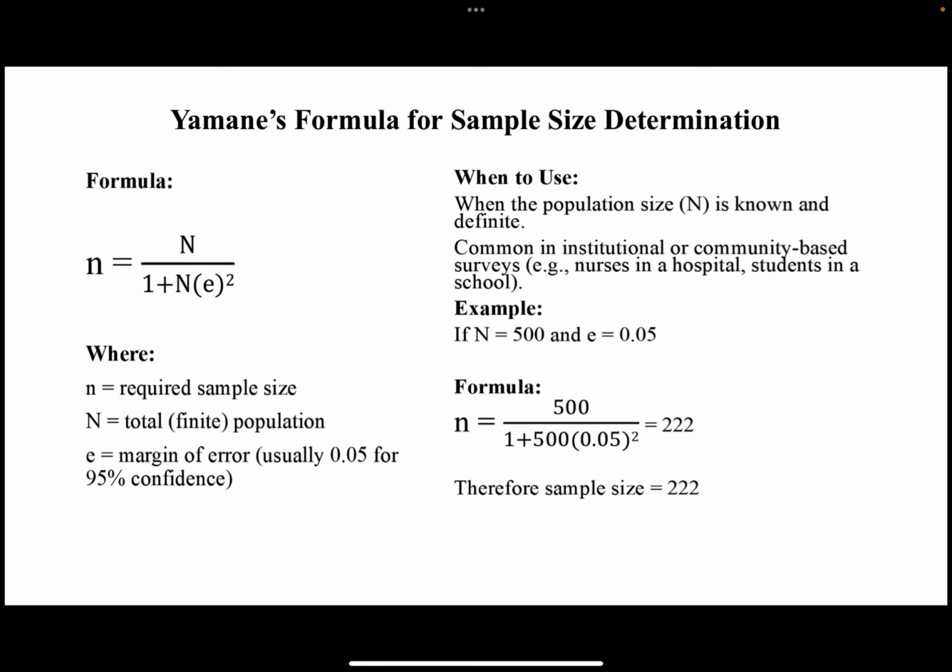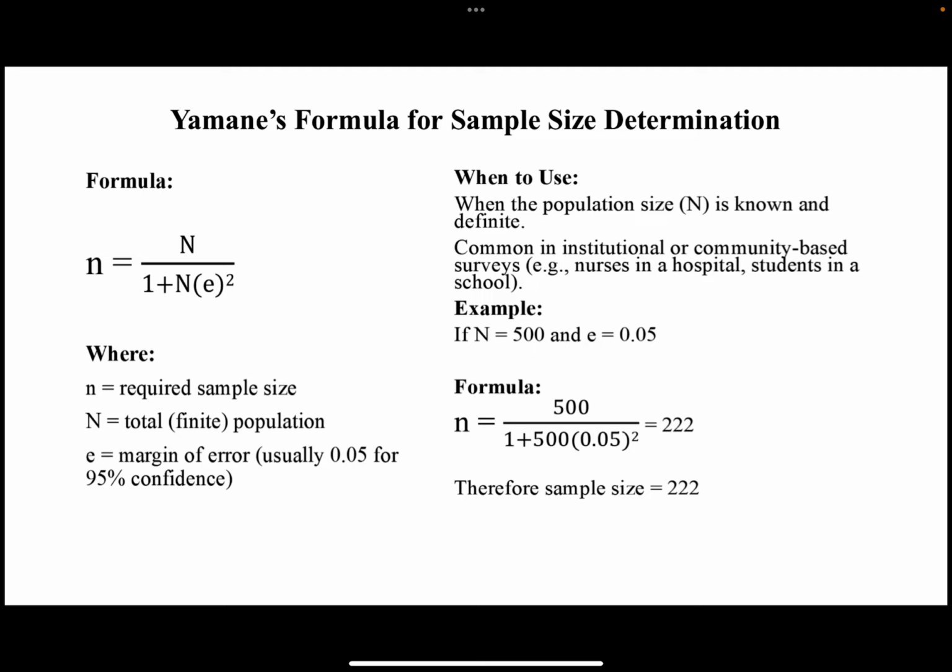Now, what is Yamane's formula? Yamane's formula states that n is equal to N over 1 plus N(e)^2, where small n is equal to the required sample size, capital N is equal to the total finite population, and e is the margin of error, usually 0.05 for a 95% confidence level.